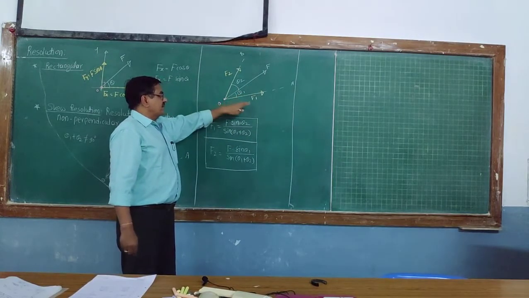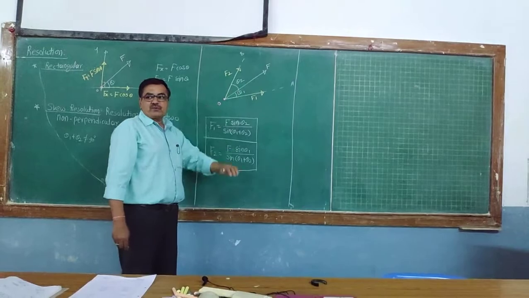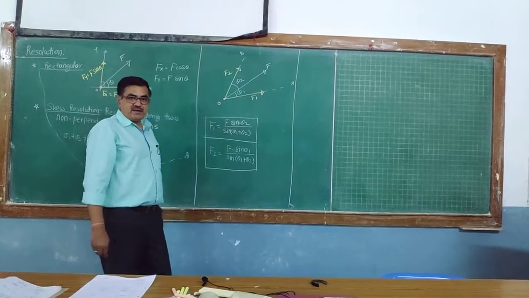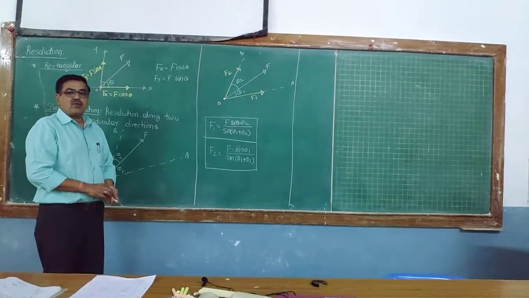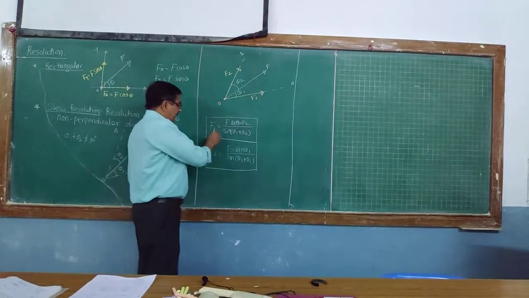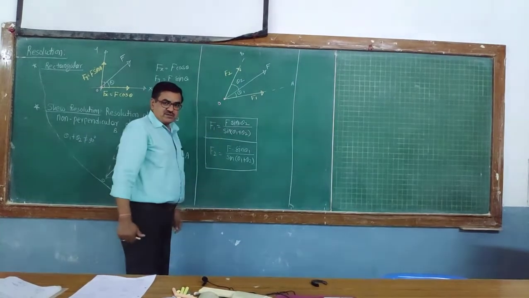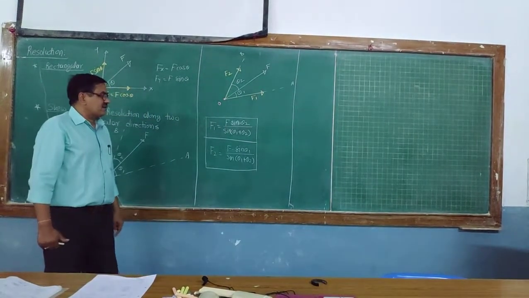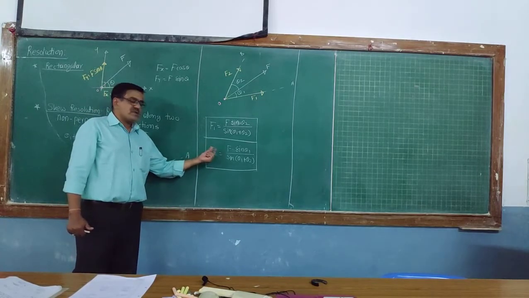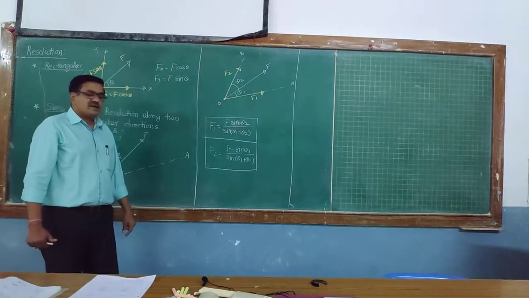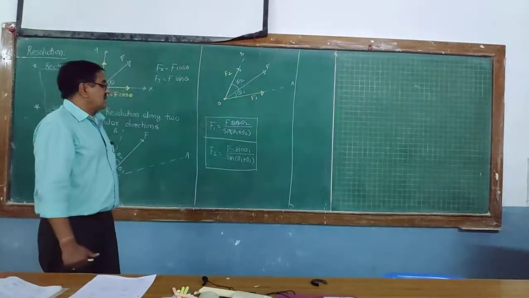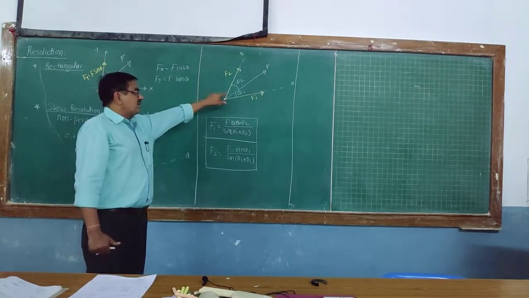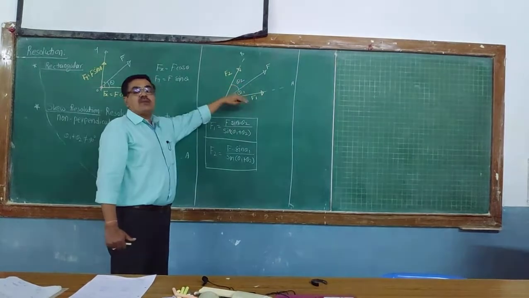So in this figure, F1 and F2 are components of force F along two non-perpendicular directions OA and OB. Here F1 and F2 can be obtained using these two equations. F1 is equal to F sine theta 2 divided by sine of theta 1 plus theta 2, and F2 is equal to F into sine theta 1 divided by sine of theta 1 plus theta 2. So using these two equations we can resolve a force F along two non-perpendicular directions.